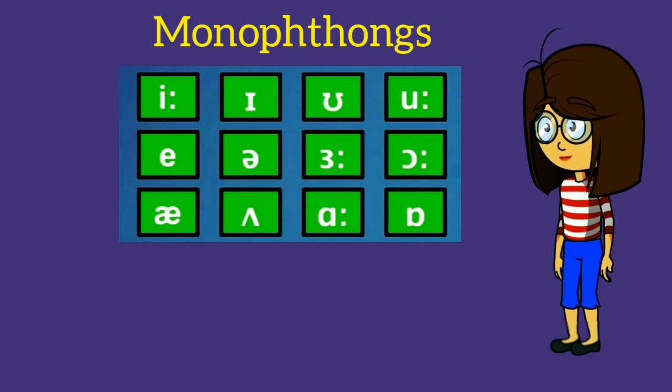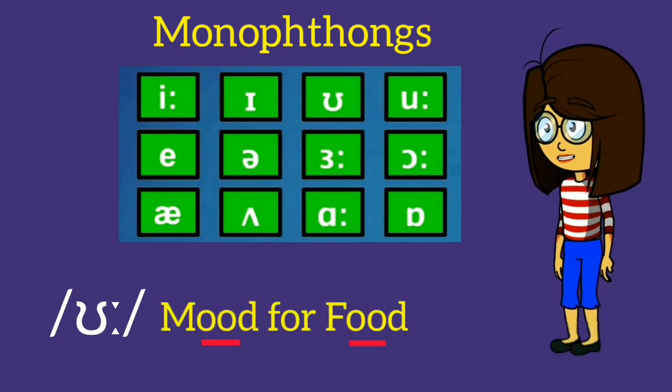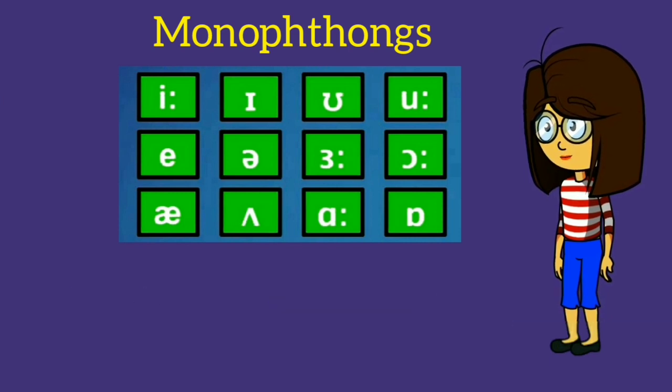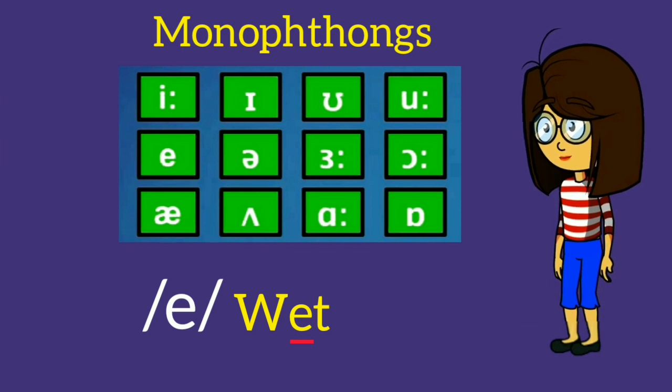Next is the sound in food. When you rotate the symbol to your right side, it expresses your mood for food. This phoneme sounds like a Tamil letter. Next is the sound in the word pet. It sounds like a Tamil letter.